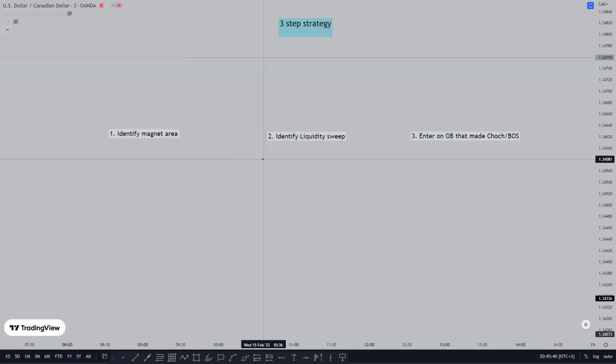The second thing is you want to identify your liquidity sweep. Liquidity sweep consists of your equal high liquidity, trend line liquidity, and your Asia highs or lows. The best ones being the equal high and the trend line liquidity. Enter off an OB that made a change of character slash BOS.